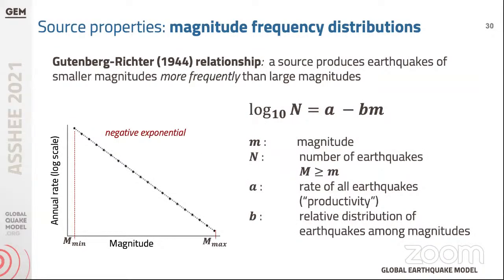So looking a little bit closer at the Gutenberg-Richter relationship, this is for a source that produces earthquakes of smaller magnitudes more frequently than the larger magnitudes. The functional form of this is shown on the top right here, indicating that the number of earthquakes can be defined by the rate of all earthquakes, and a coefficient that indicates the relative distribution among magnitudes, so the ratio of the high to low magnitudes. It's also defined by a minimum and a maximum magnitude, so it's bounded between these two values.